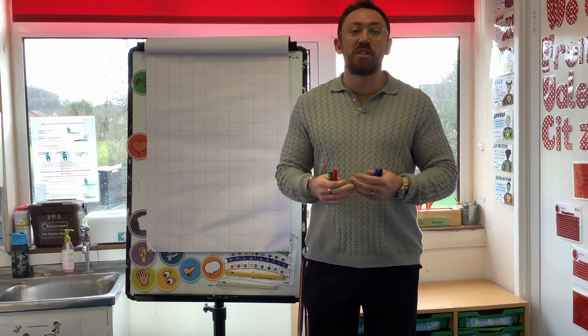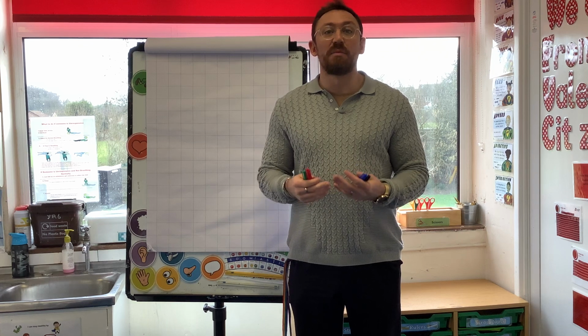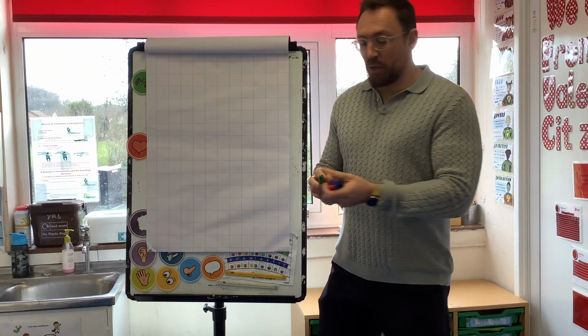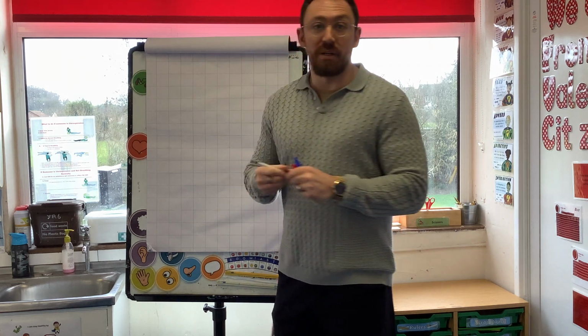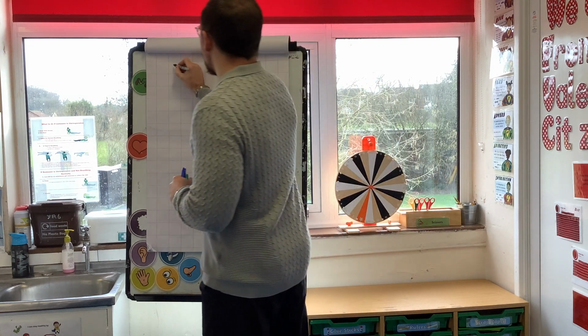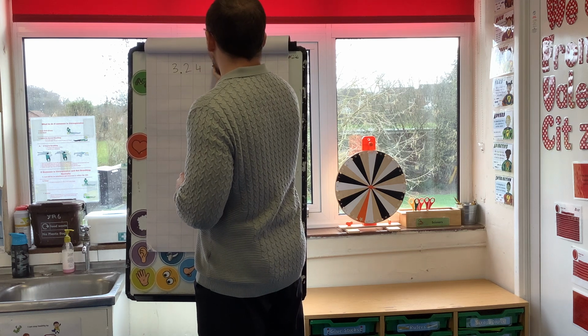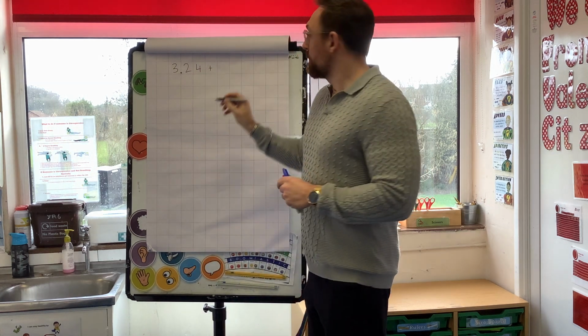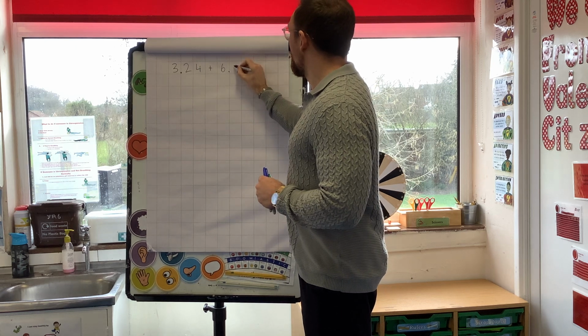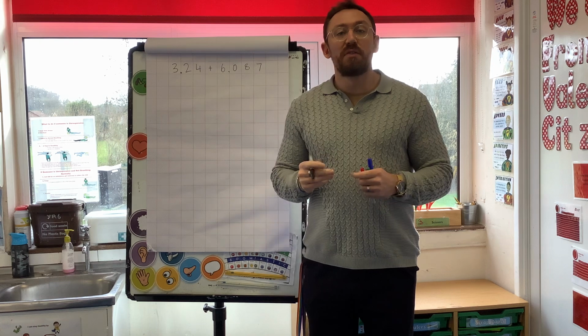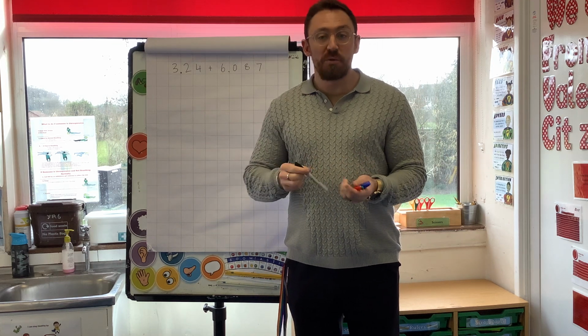Okay, so in this video I'm going to be showing us how to add decimal numbers, how we can model it and then solve using a formal written method. So the question that we're going to be answering, I'm going to write at the top, is 3.24 plus 6.087. Now in terms of modelling and representing it, I'm going to show us a couple of ways that we can do that.